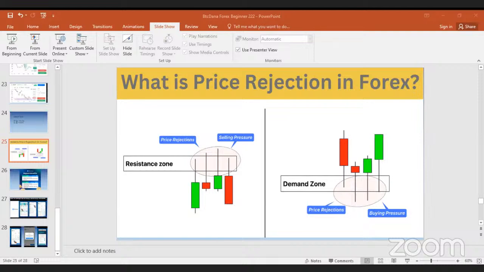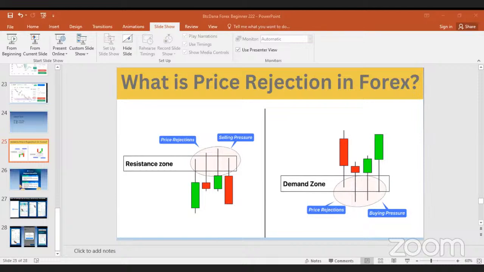Whenever you see something like this, we call it a rejection, where the market fails to break. This is a perfect rejection. This is also a perfect rejection. We have a small body and a long wick. Look here also. We have a small body and a very long wick. So those two are perfect rejection candles.